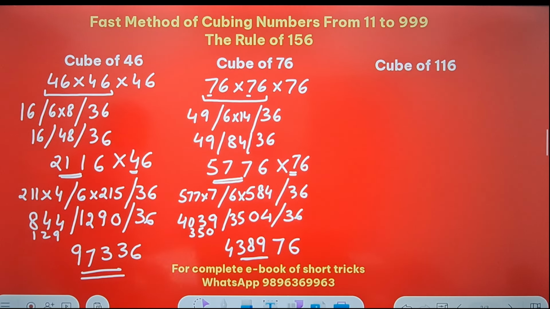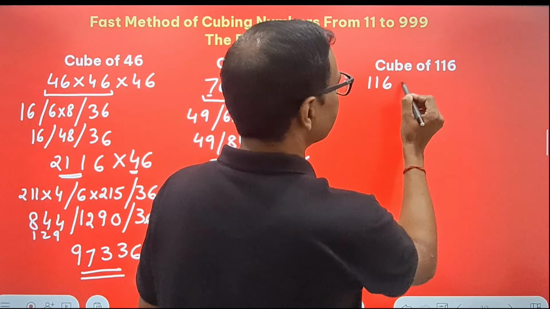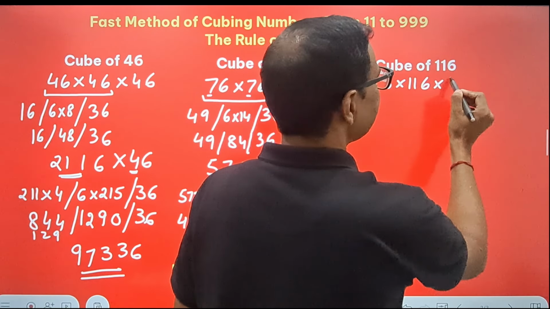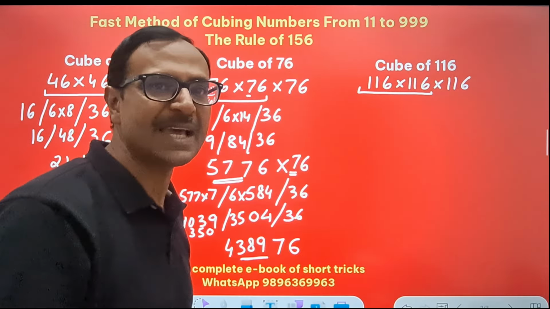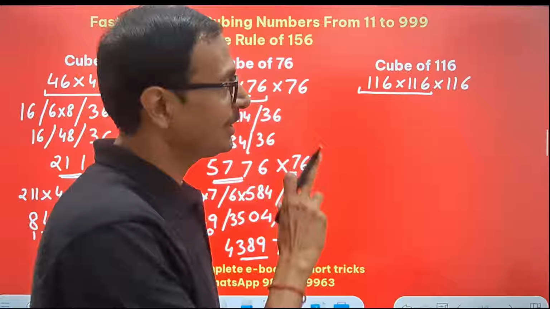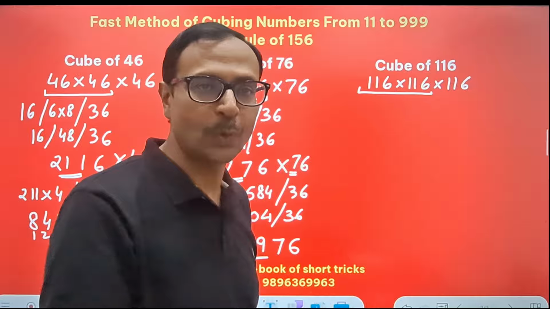Likewise we can go for 116 cube. So 116 times 116 times 116. Now, see, it's a 3-digit number now, so it's a bigger challenge. So let's see. After that I'll take one question which is more like 200 300.